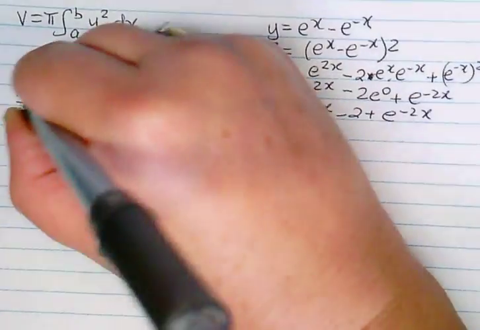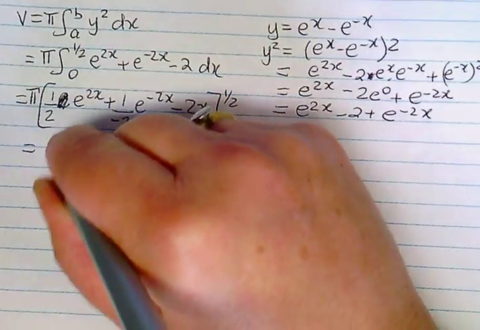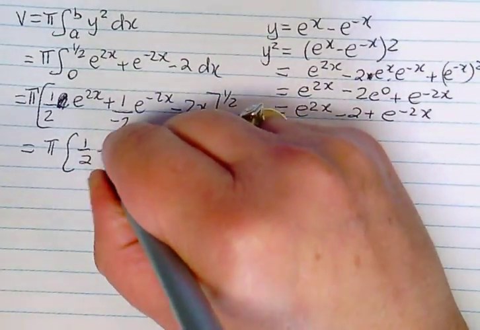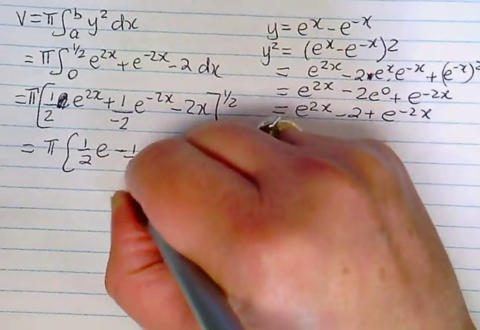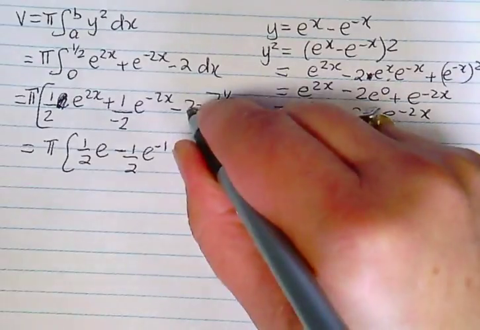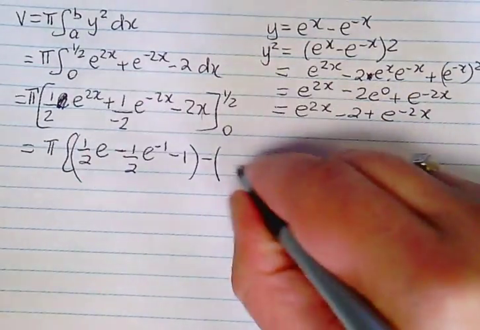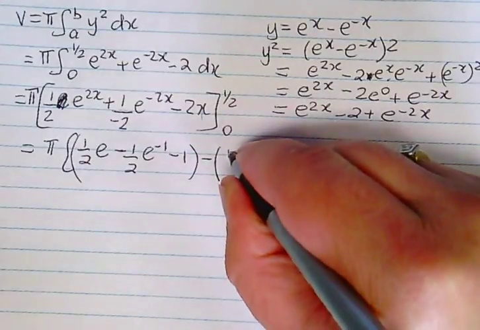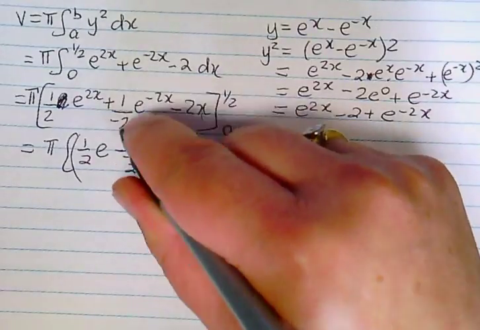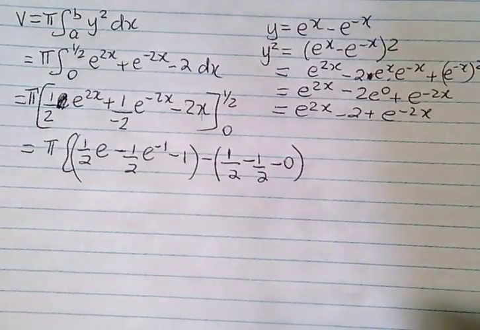And we have the pi out the front and we're substituting in a half and 0. So therefore it's pi times a half. Now e to the 2 times a half is e to the 1, a half e, minus a half. Substituting a half we get e to the negative 1. Substituting a half here we get minus 1. Minus, substituting in 0 we get e to the 0, which is 1 over 2. Again here we get e to the 0, so it's minus a half. We substitute in 0 there, we get 0.